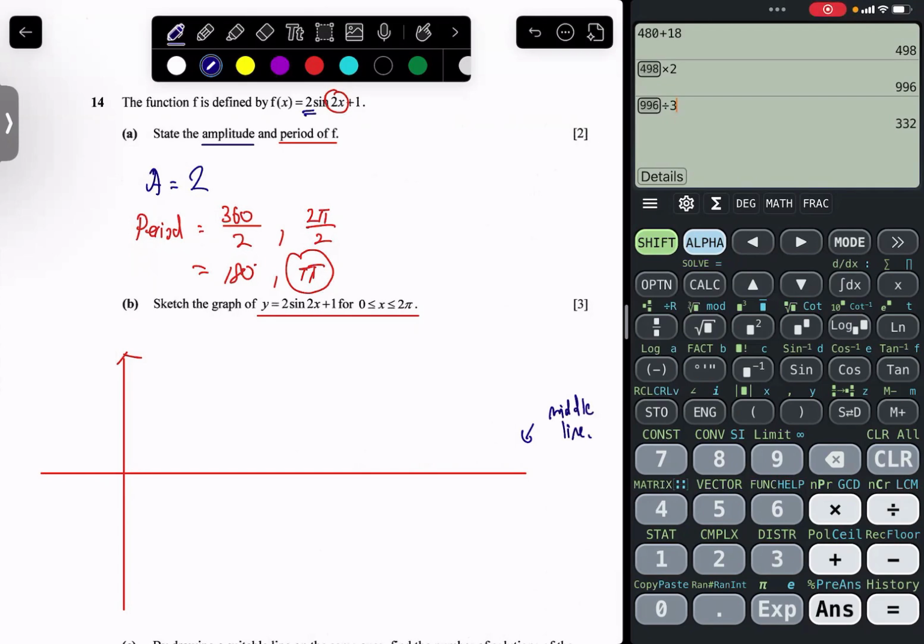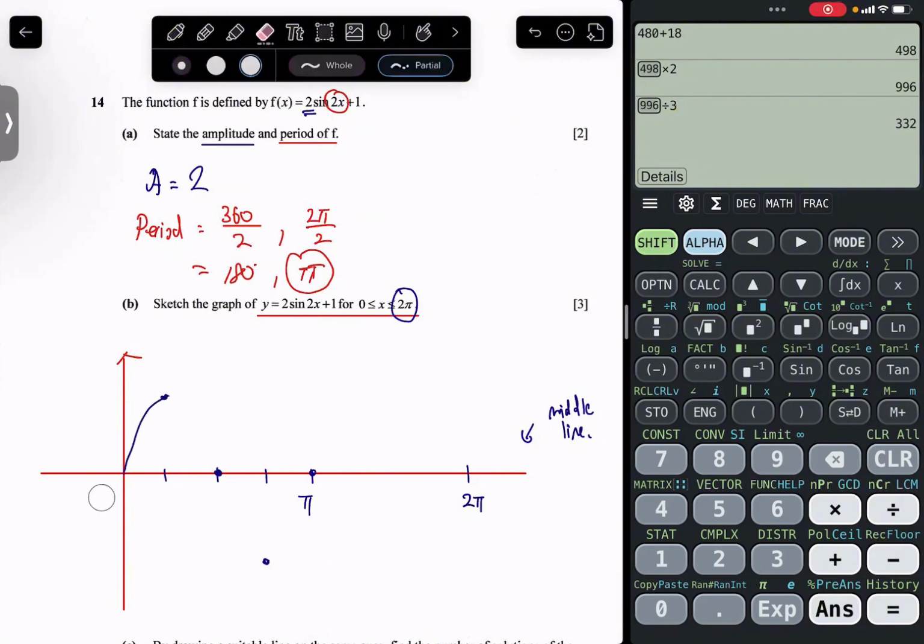Okay, so 2 sine 2x plus 1. We know that the period is pi, and we're going to draw until 2 pi, so that means we'll have 2 cycles. So label 2 pi, pi, and in between the pi, I'm going to cut it into 4 parts: 1, 2, 3, and 4. It's going to go from 0, go to the peak, go back to 0, go to the minimum, and go back to 0. So the graph is going to look like this.